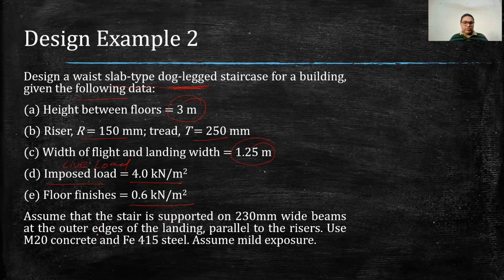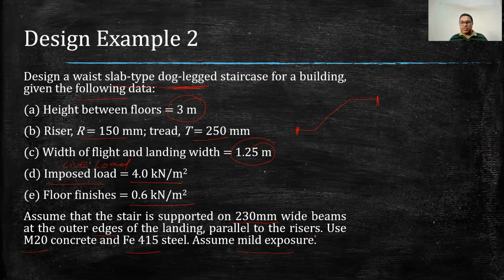Now we have to assume that the stair is supported on 230 mm wide beams at the outer edges, which means if the staircase is like this, then beams are here and here. So the outer edges of the landing parallel to the riser. Yes, and we have to use M20 grade of concrete and Fe415 steel, and also assume mild exposure.